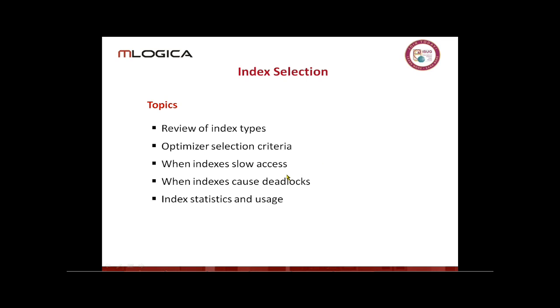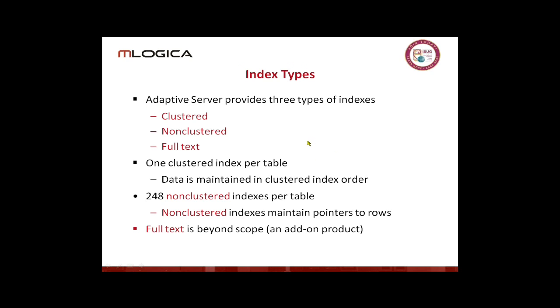So when it comes time to select the indexes, we review the index types. Well, actually, we're going to do all these. I'm just not going to read them to you because time is a little bit short. The index types we have are clustered, non-clustered, and full text. Full text is beyond scope of this particular talk.